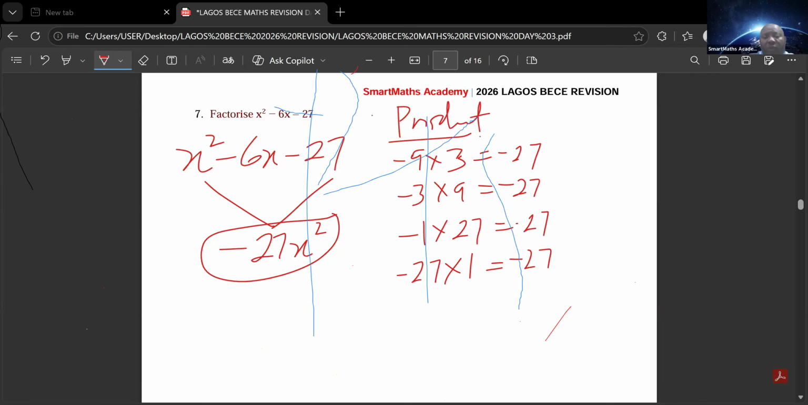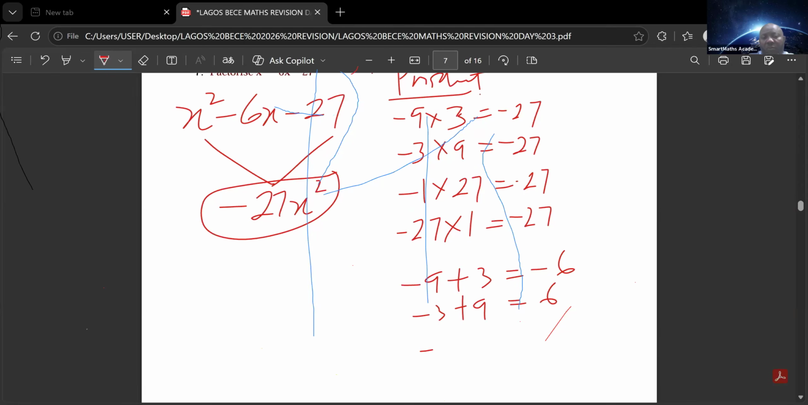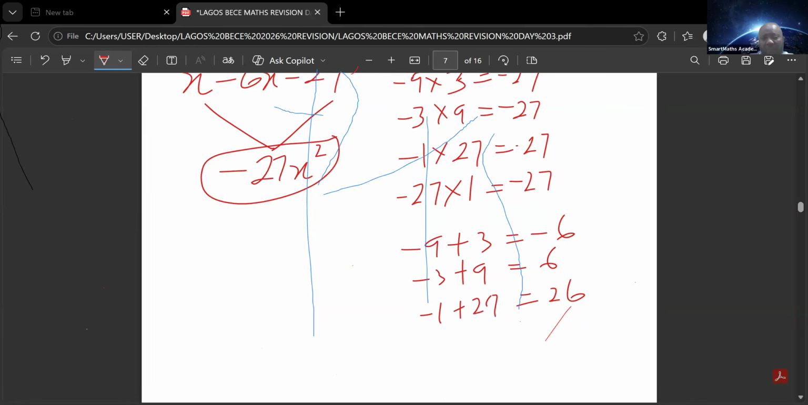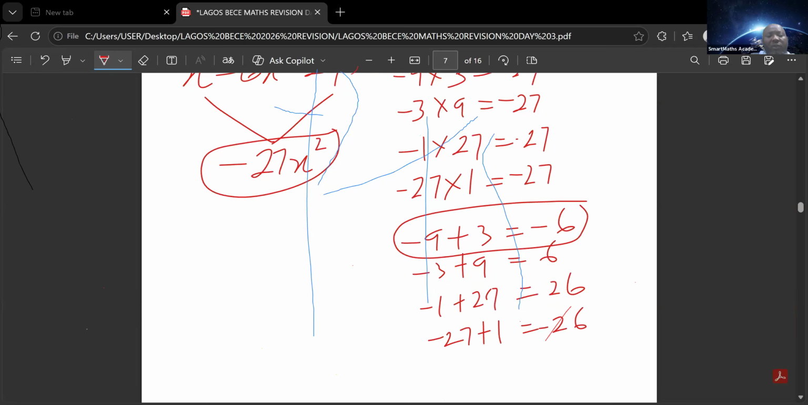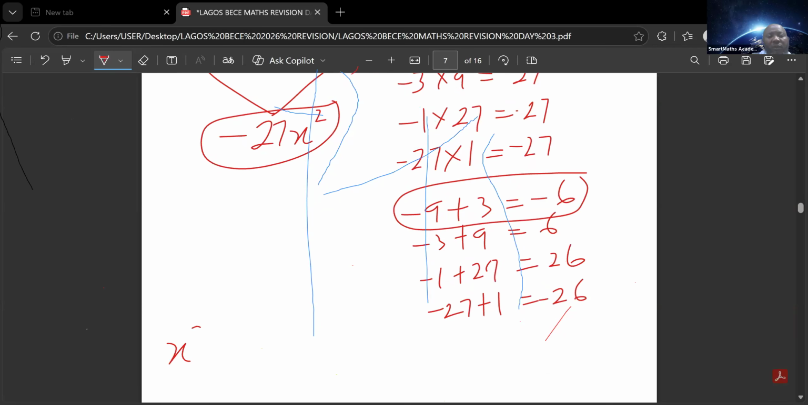So for the sum now, we have minus 9 plus 3, that is minus 6. Minus 3 plus 9 gives us 6. Then minus 1 plus 27, that is 26. And minus 27 plus 1 gives us minus 26. So the one that gives us minus 6 is this one. So we have minus 6 at the middle. Therefore, this will then be x squared minus 9x plus 3x minus 27.